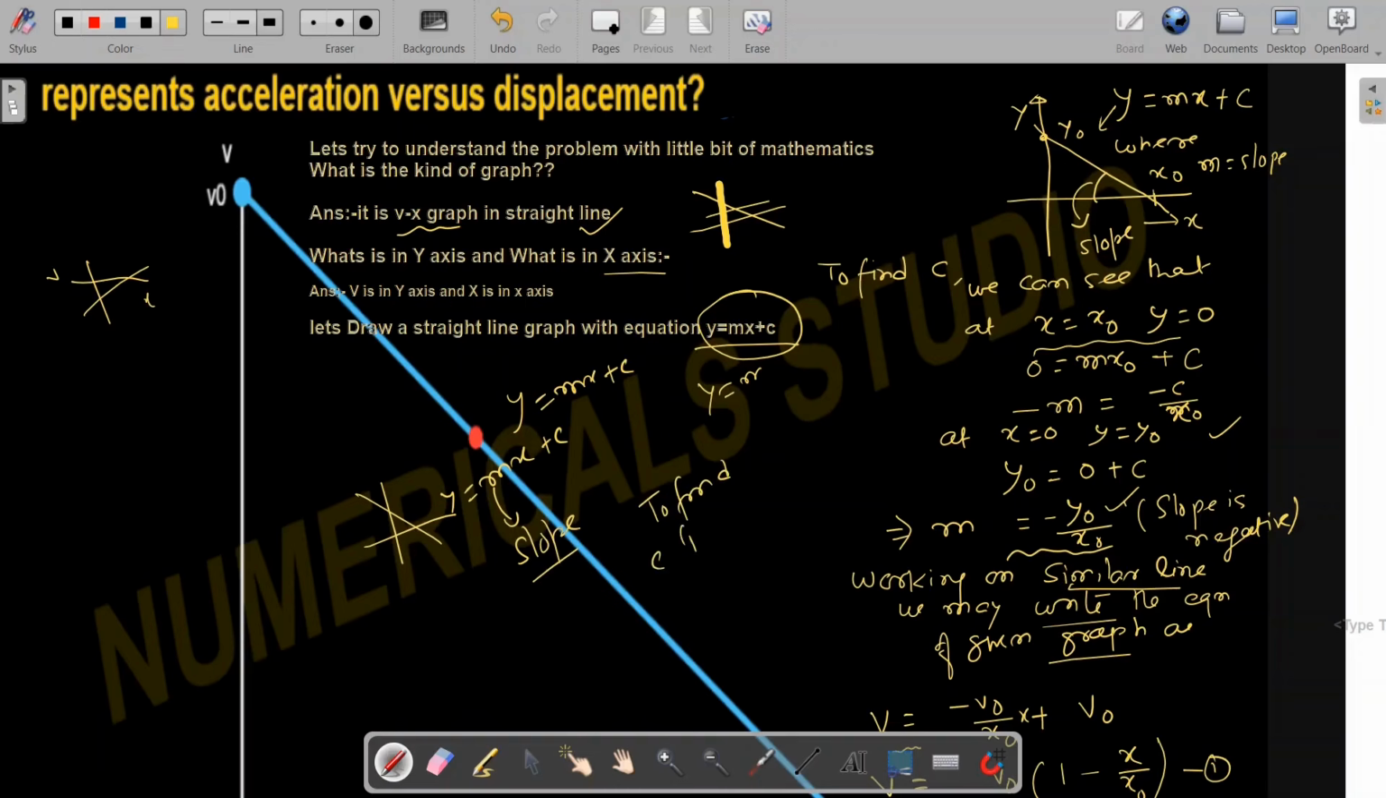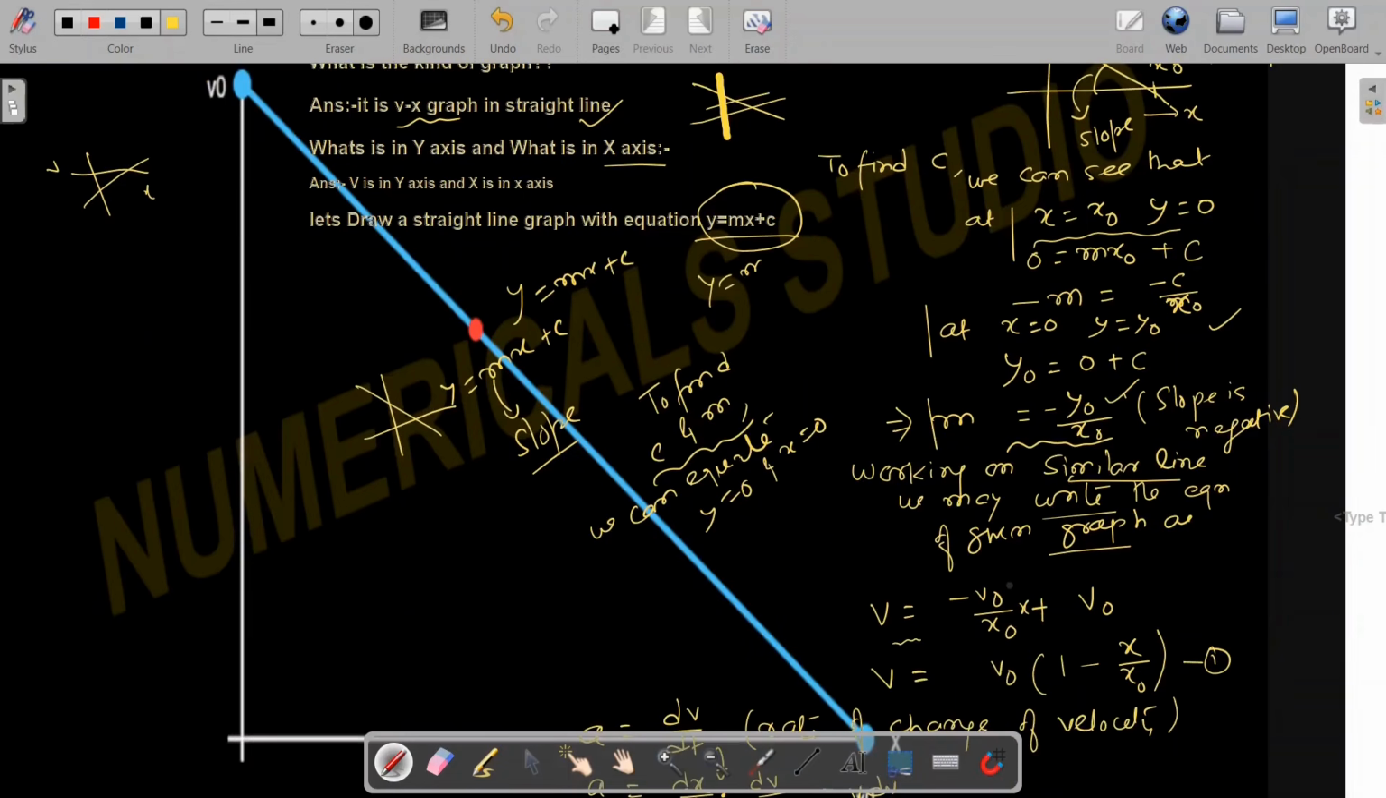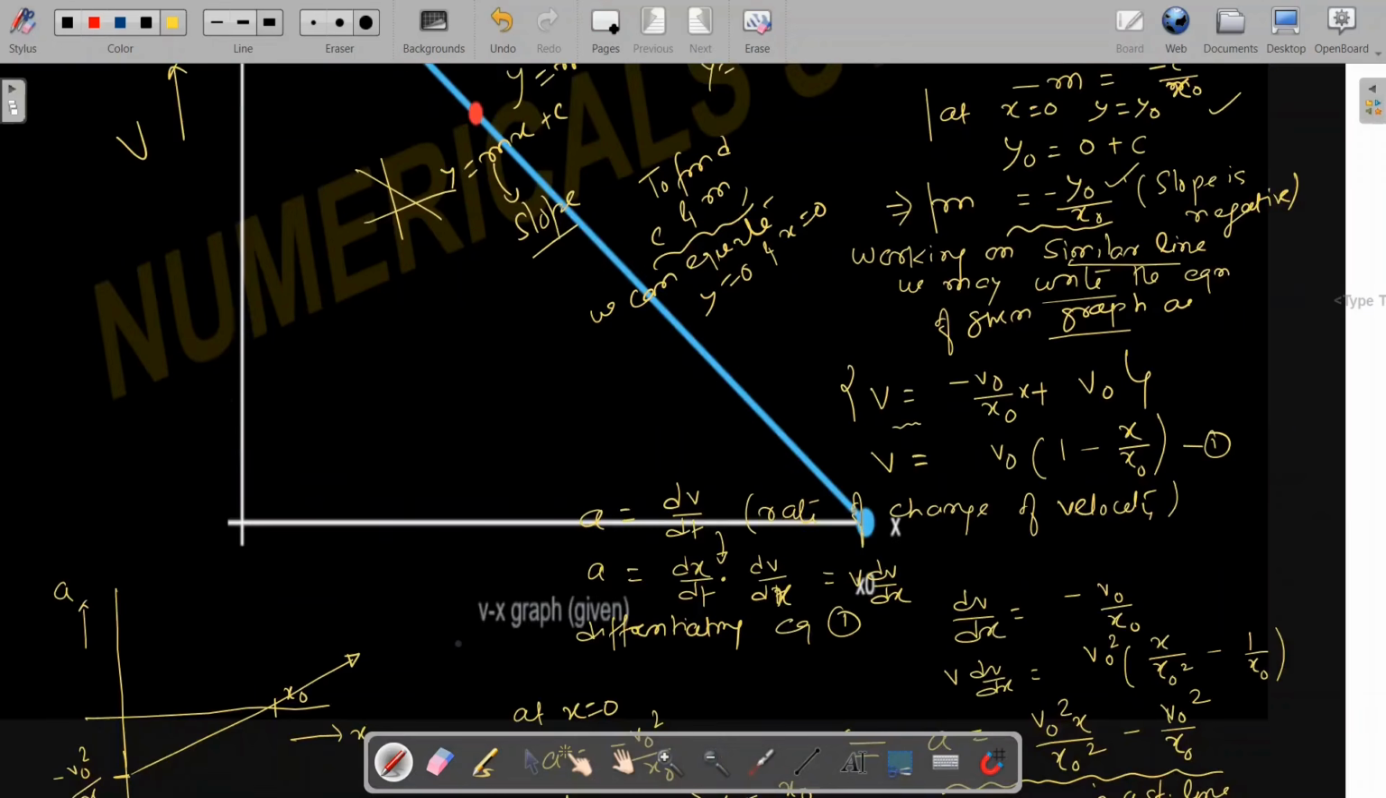Now let's draw a similar graph between y and x, just as given. Then you could see, it would be y equal to minus y naught by x naught times x plus y naught. Now, based on the same line, we may write the equation of the given graph as v equal to minus v naught by x naught times x plus v naught.